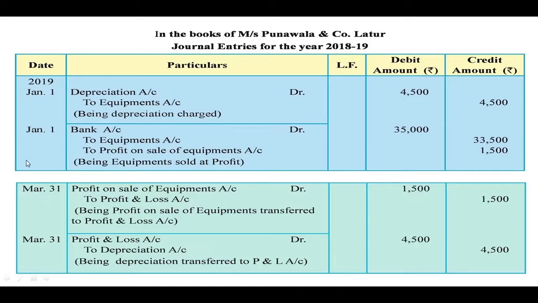Then we also have to transfer the depreciation to the profit and loss account. You can notice that both these entries are recorded on 31st March. So all the transfer entries are recorded on the last day of the accounting year. Here profit on sale of equipment account debit to profit and loss account. And for the transfer of the depreciation, profit and loss account debit to depreciation account, because depreciation will be recorded on the debit side of the profit and loss account.